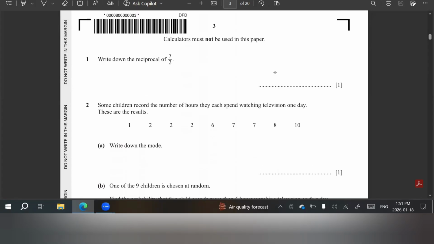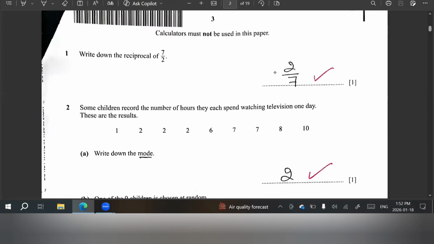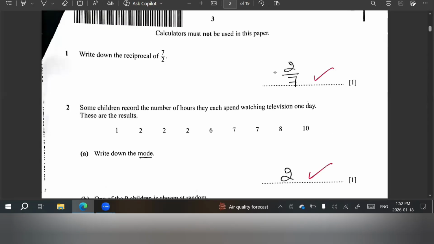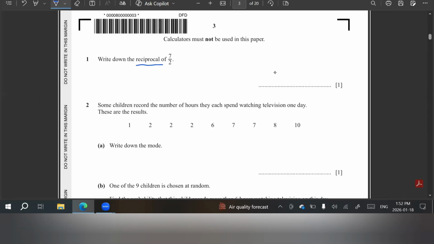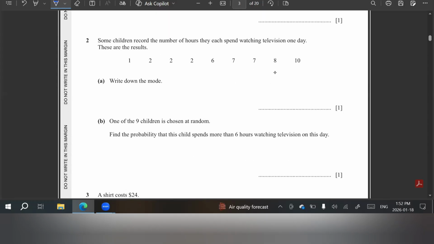Question number 1 is coming up on your screen. It says write down the reciprocal of 7 by 2. The word reciprocal means that you have to flip that fraction. So we will flip that fraction and the answer will be 2 by 7. You can see the answer is correct from the marking scheme. So this is how this is done. Very easy, simple question.